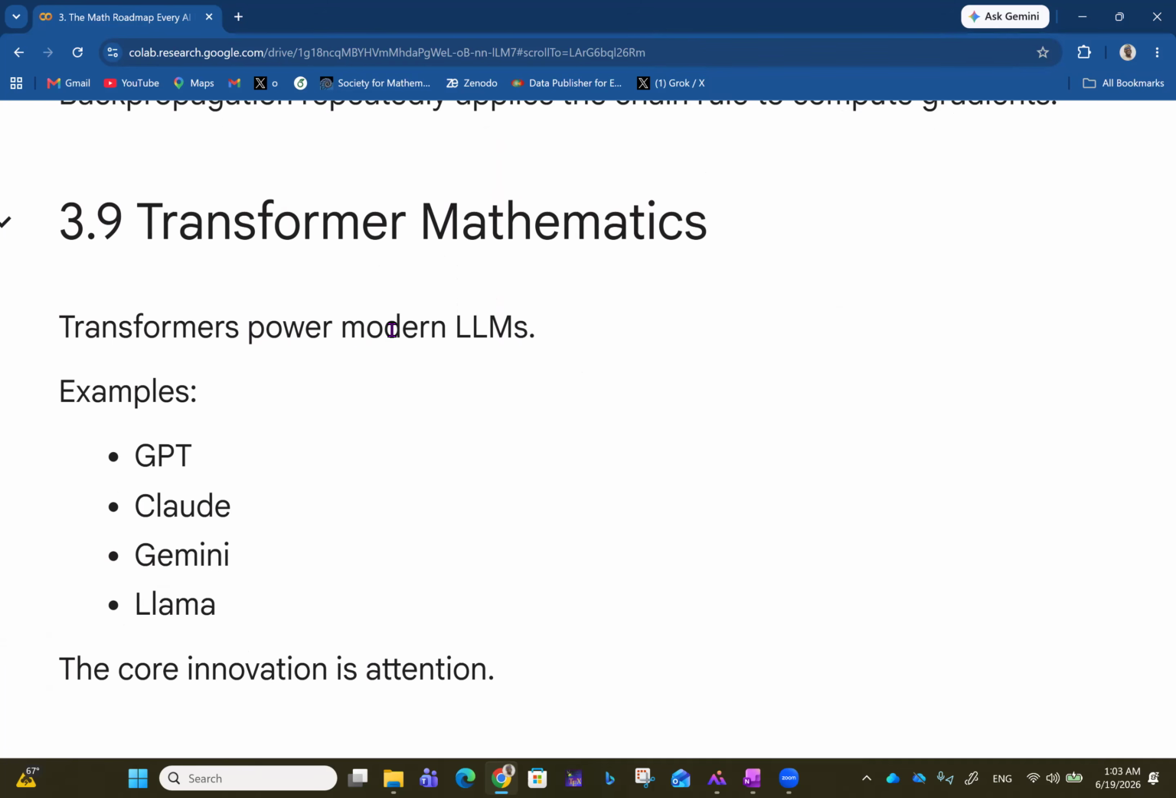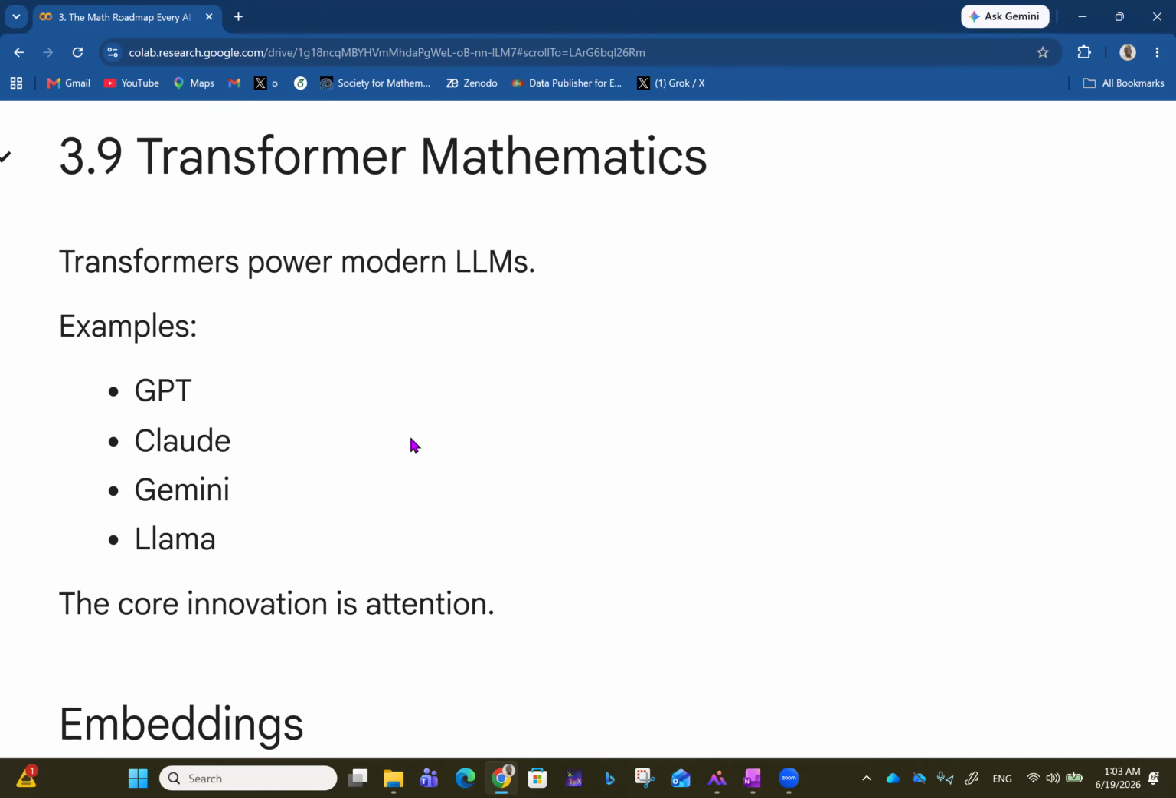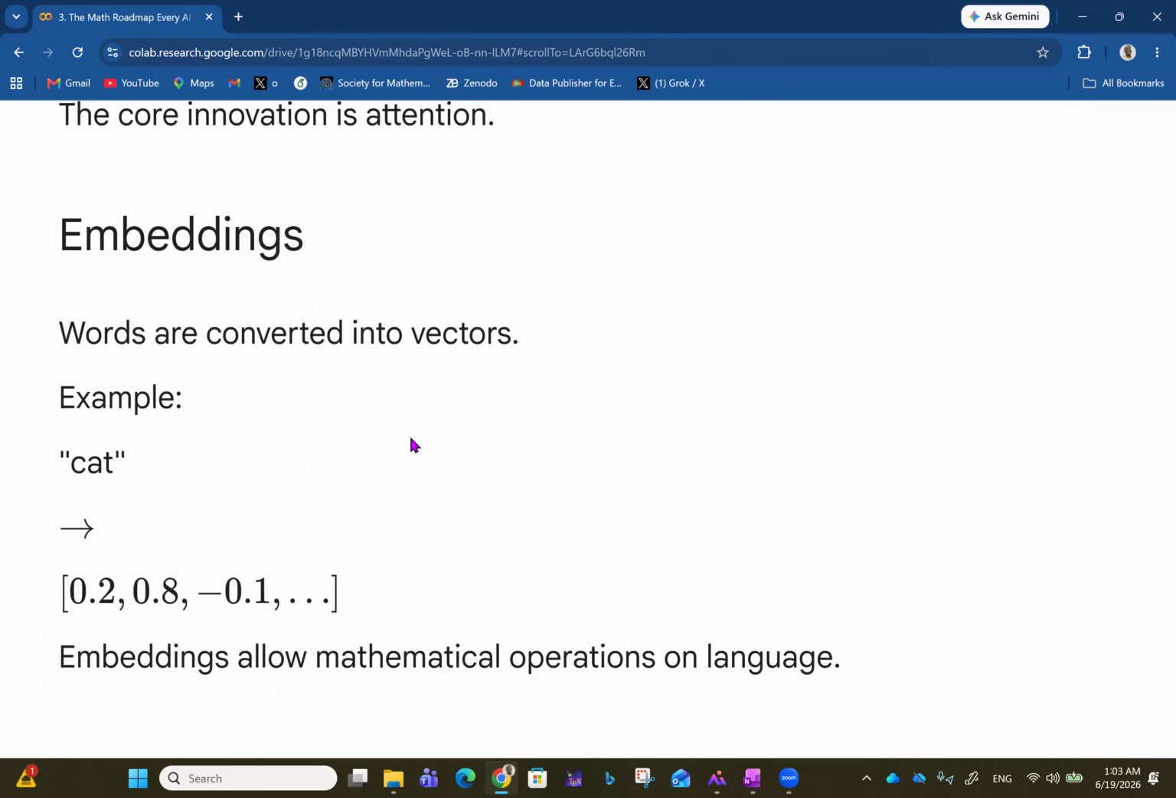Transformers power them basically. Examples include GPT, Claude, Gemini, and Llama. And the core innovation is attention. We talked about attention a lot. I think we're still going to talk about it here, or even in subsequent videos. I think there's going to be a video that is just dedicated to the idea of attention. And it's all about computing to make sure you know what exactly you pay attention to more than every other thing. After talking about this, we now have embeddings.